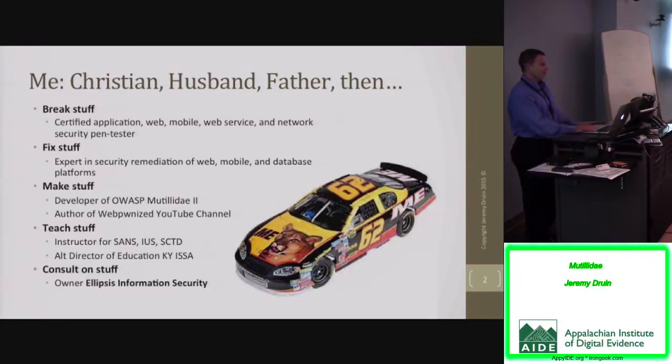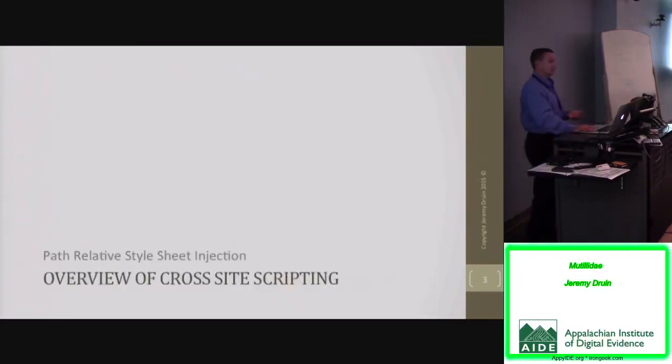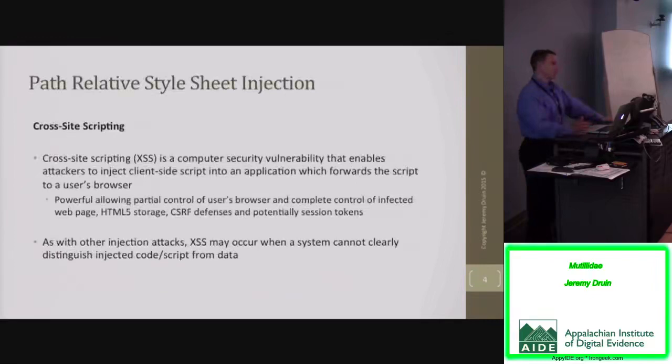So today is going to talk about path relative style sheet injection. This is a type of a cross-site scripting vulnerability. So start with a brief overview of cross-site scripting. And this is a type of attack that occurs on the client side of a web application. So in other words, it's running in the user's browser. And it basically depends on the application not encoding output, so that the browser has a hard time telling the difference between data that was sent into the application and scripts that were injected into the application.